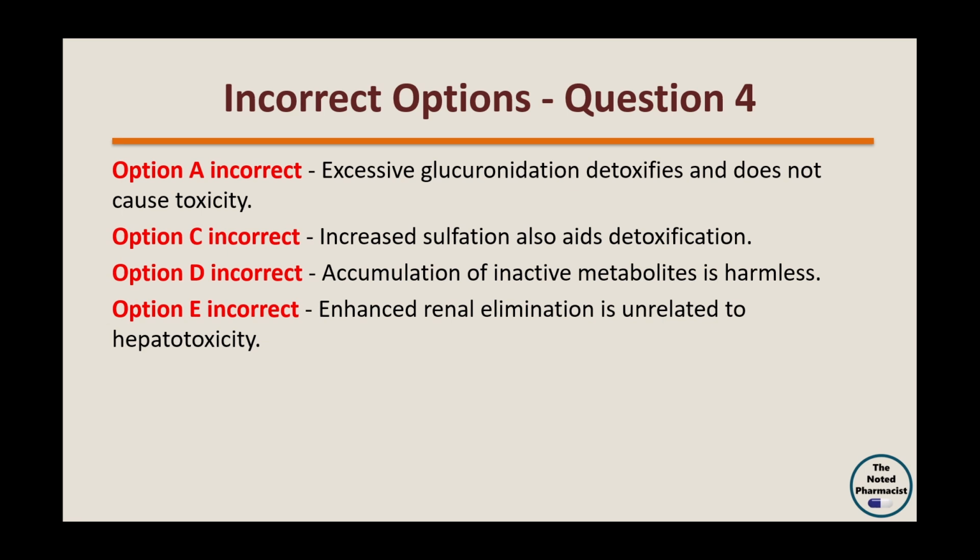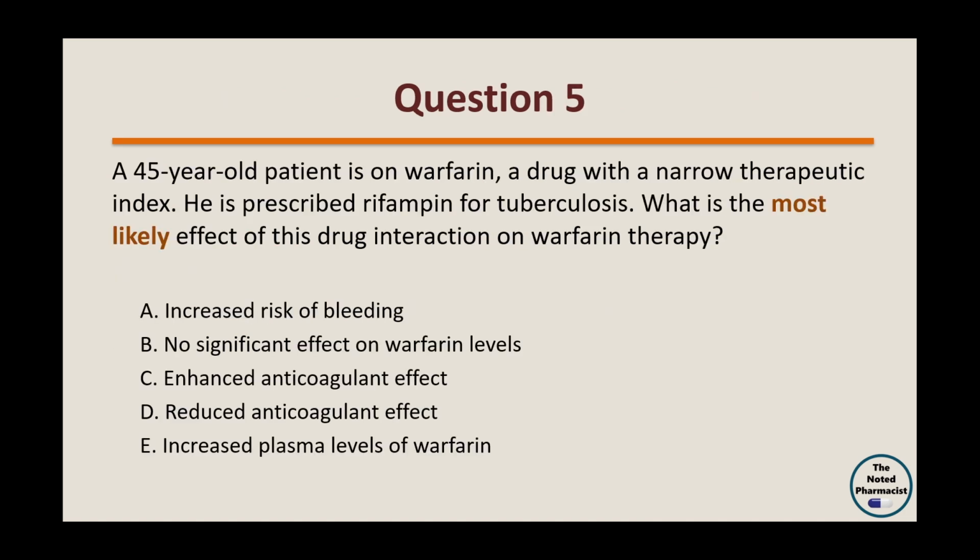The tricky aspect lies in understanding the role of NAPQI and the protective role of glutathione in preventing liver injury from paracetamol. Question 5 is as follows. A 45-year-old patient is on warfarin, a drug with a narrow therapeutic index. He is prescribed rifampin for tuberculosis. What is the most likely effect of this drug interaction on warfarin therapy?